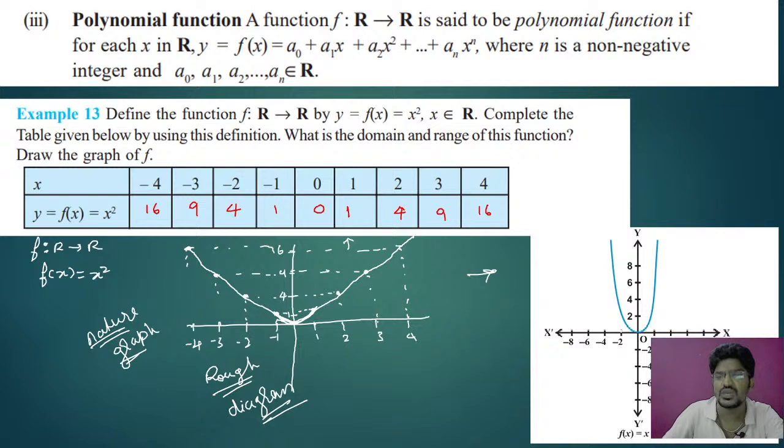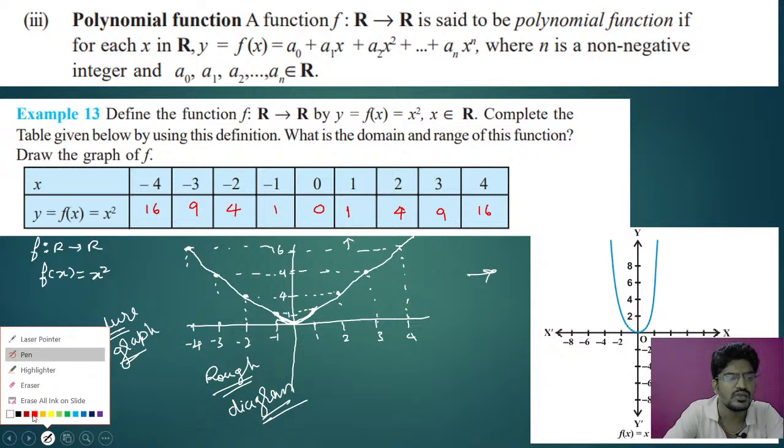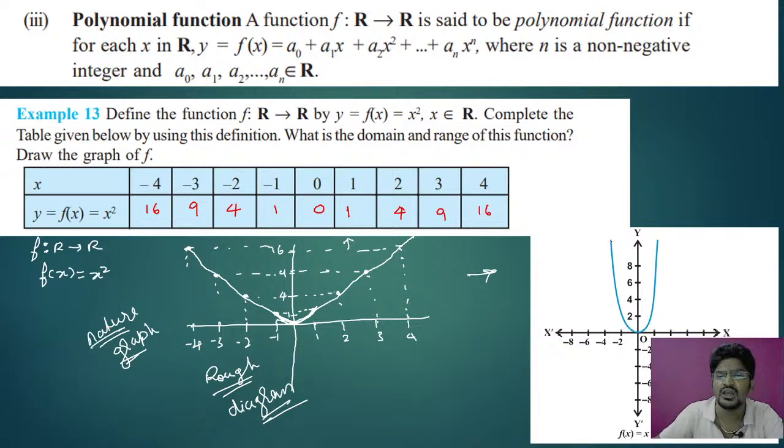In the same way, this is a very good diagram that you can see. It will be in the form of an upward curve, like this.